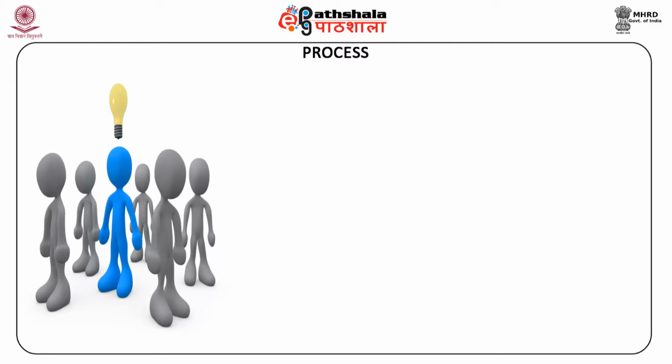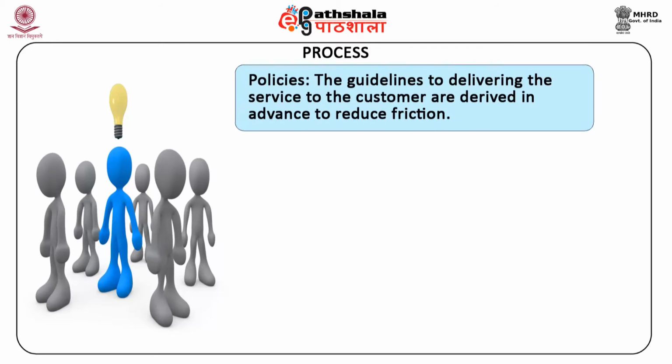For example, in a bank, in order to get a demand draft, the customer has to undergo different stages, right, from filling up the pay-in slip to the final delivery of the draft. At every stage, value or utility is added to the service for the benefit of the customers. The elements under process include the policies, that is, the guidelines to delivering the service to the customer are derived in advance to reduce friction.